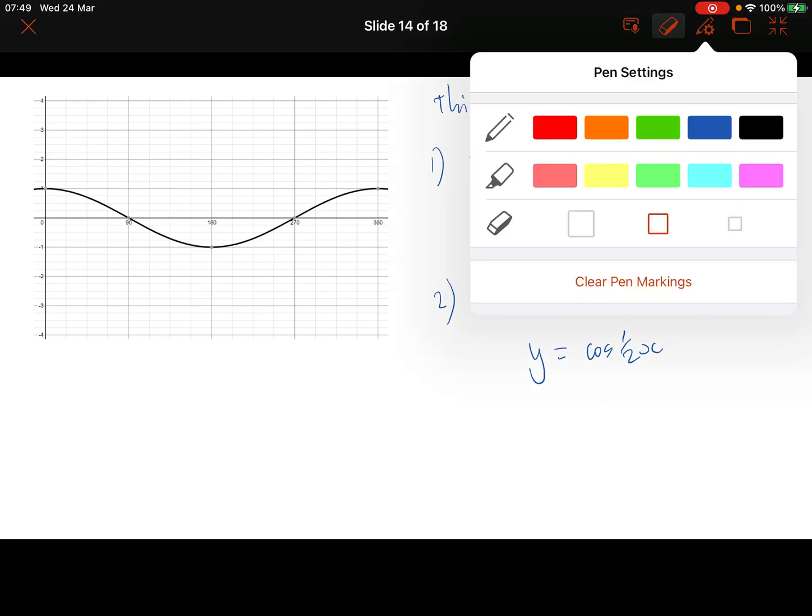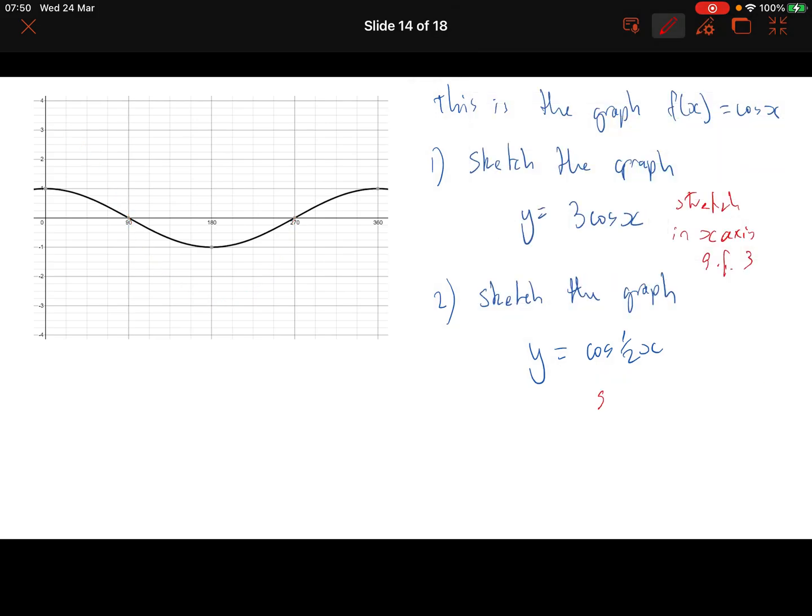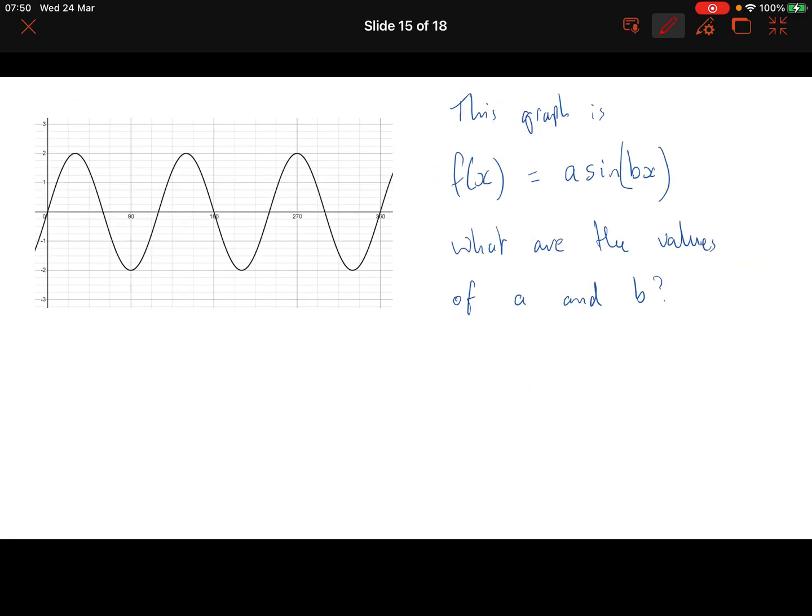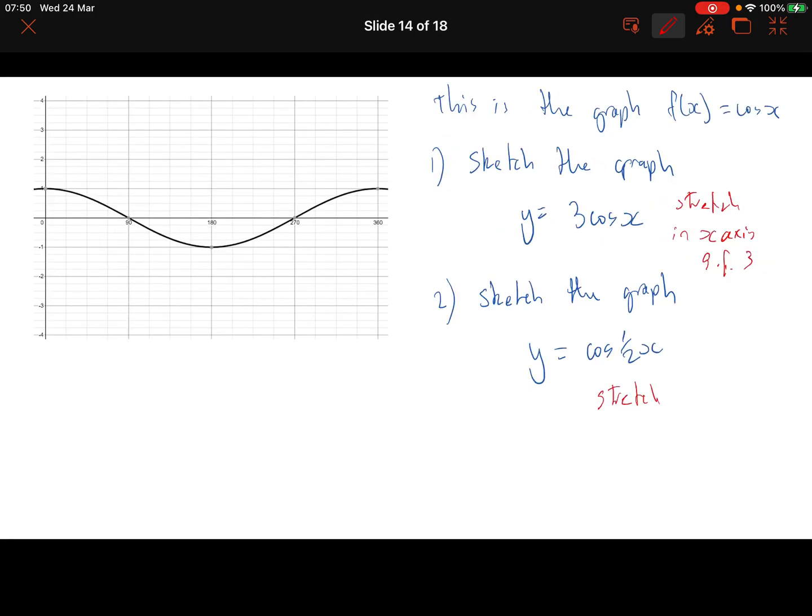Okay, now this is a stretch in the x-axis. So in the x-axis, but the scale factor is not going to be a half. The scale factor will be 2. It's a female, so it will do the opposite of what you think. So each x value is twice as big as it was before. Y values will stay the same. So it's going to look like this.